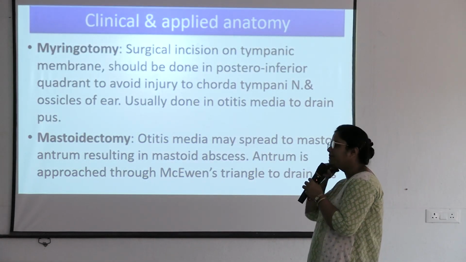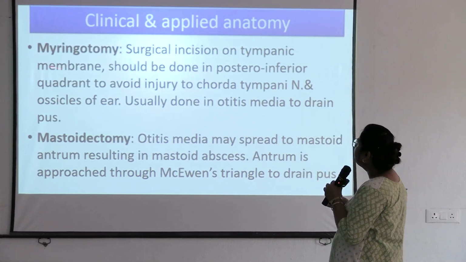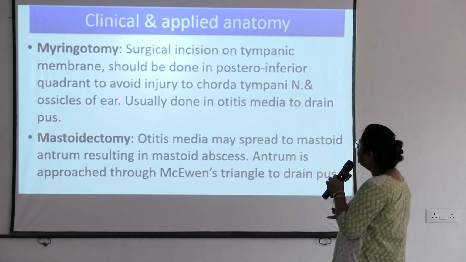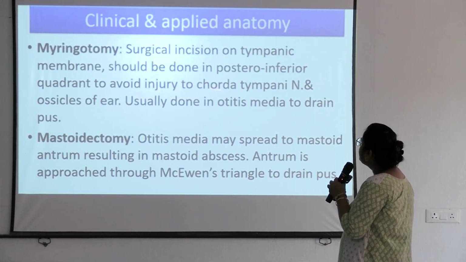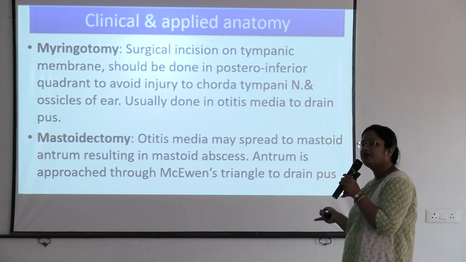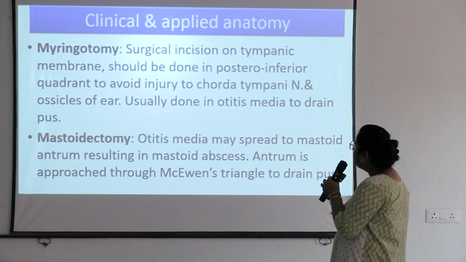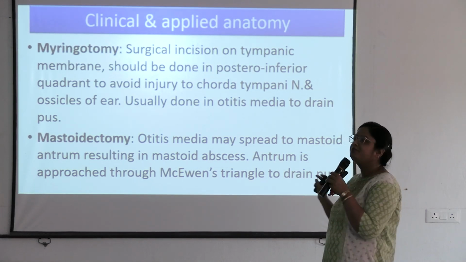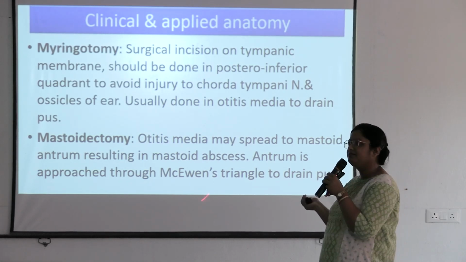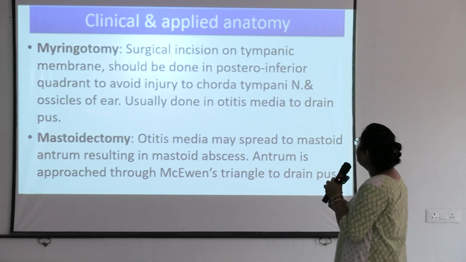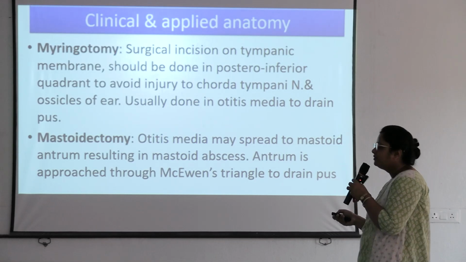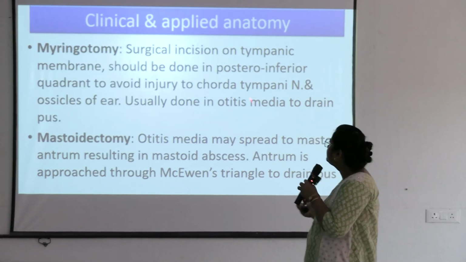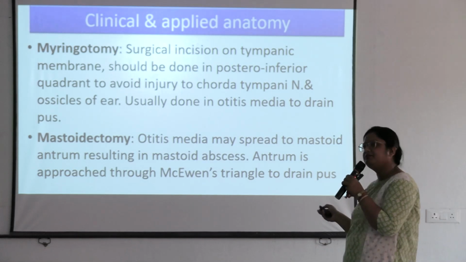Next is myringotomy. Surgical incision on the tympanic membrane should be done in the posterior-inferior quadrant to avoid injury to the chorda tympani nerve. This is also asked in your explain why. Why is the myringotomy incision given in the posterior-inferior quadrant? To prevent injury to the chorda tympani nerve. Okay. And ossicles of the ear, usually done in otitis media to drain the pus. So this is important, explain why.